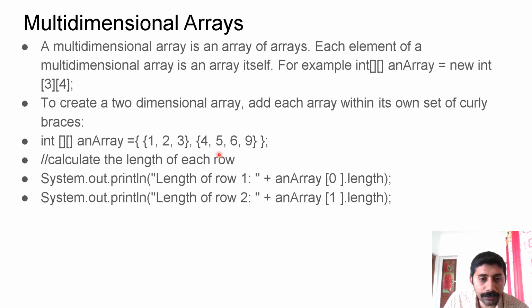This is a kind of jagged array because two rows are there. The first row has 3 columns, the second row has 4 columns. If I print an array 0 dot length, it will print the length of this array, that is nothing but 3. If I print 1 dot length, index 1 is pointing to this array, so the length will be 4. So a multi-dimensional array is an array of arrays.